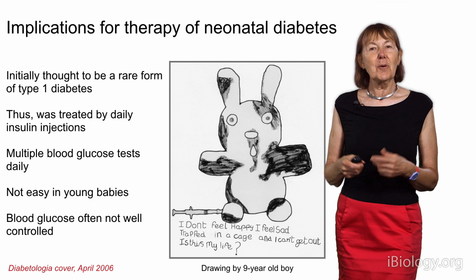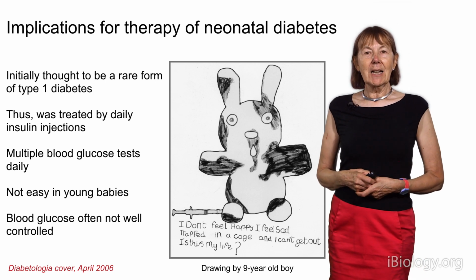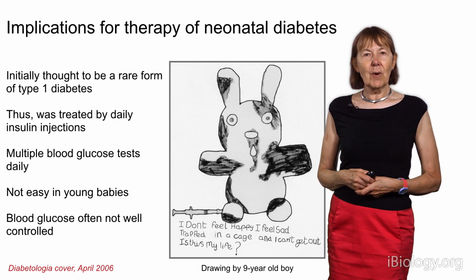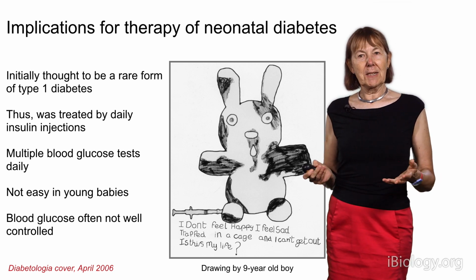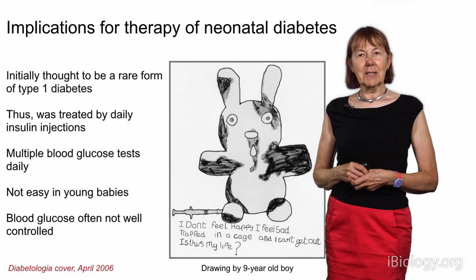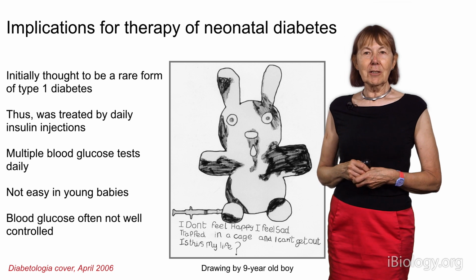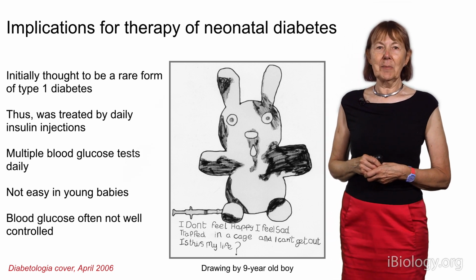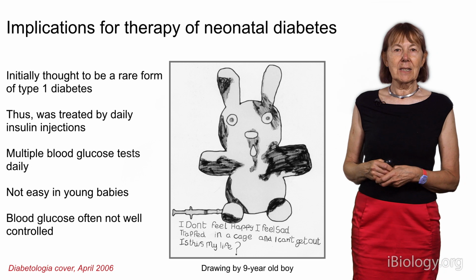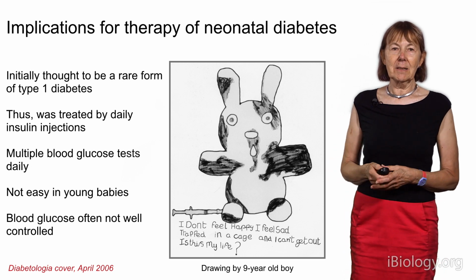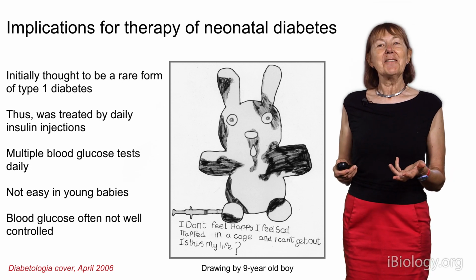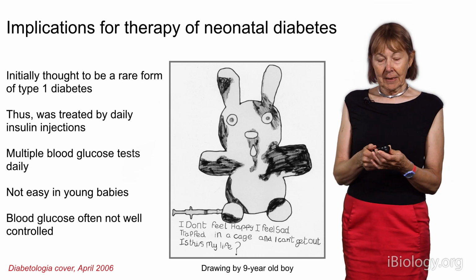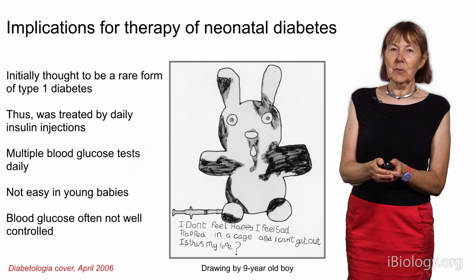Initially, before the mutations were discovered, it was thought that neonatal diabetes was a rare form of type 1 diabetes. And in type 1 diabetes, as I've already told you, the pancreatic beta cells are destroyed by an autoimmune attack and patients require insulin all their lives. Consequently, patients with neonatal diabetes were treated with insulin, daily injections, and multiple blood glucose tests a day, which isn't so easy in a very young baby. And their blood glucose was also not always well controlled.